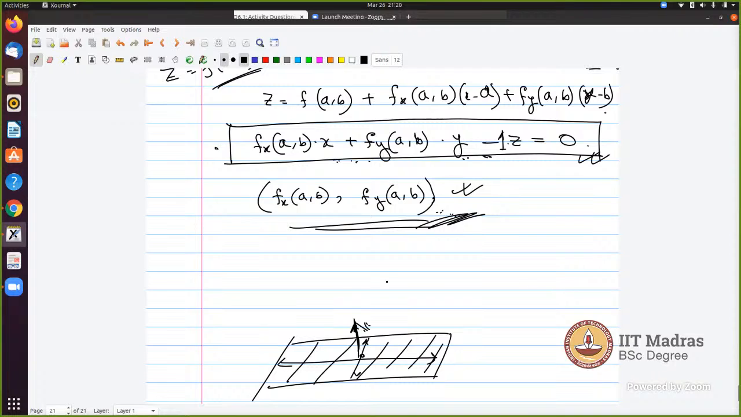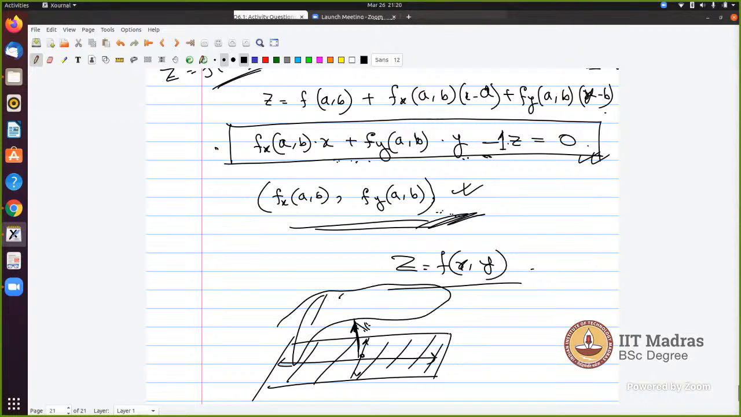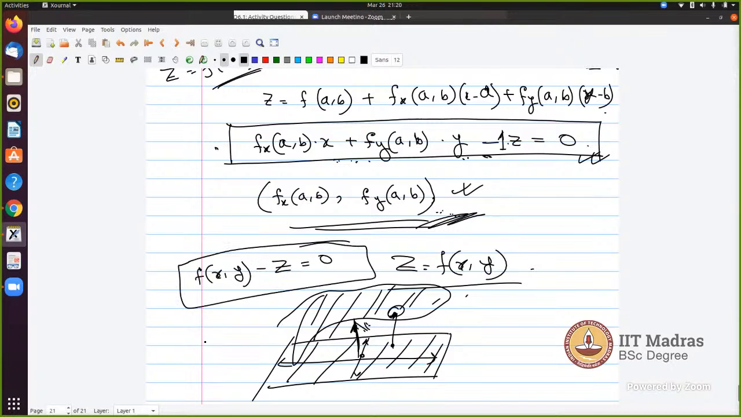So what we are doing here, basically when I am talking about a function of two variables, I am taking the images along this z axis. Whatever surface I am getting here is z equal to f(x, y), right? So I am taking a point in xy and taking the images here. That's why I am getting this surface. So basically I am writing f(x, y) minus z equal to 0. This equation is what I am plotting here. Now I am getting a tangent plane to this.